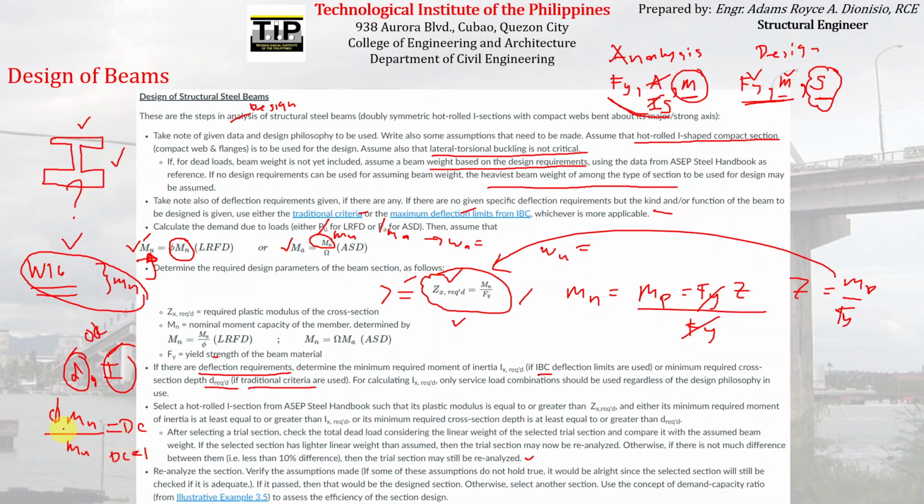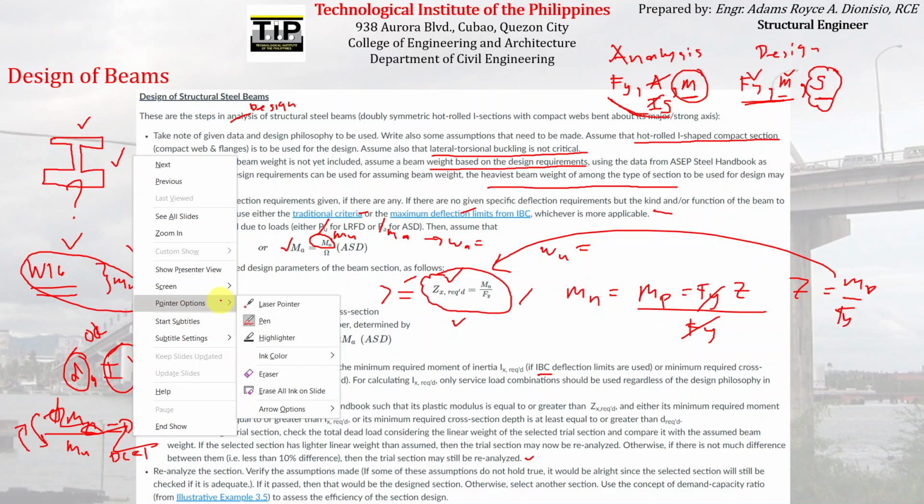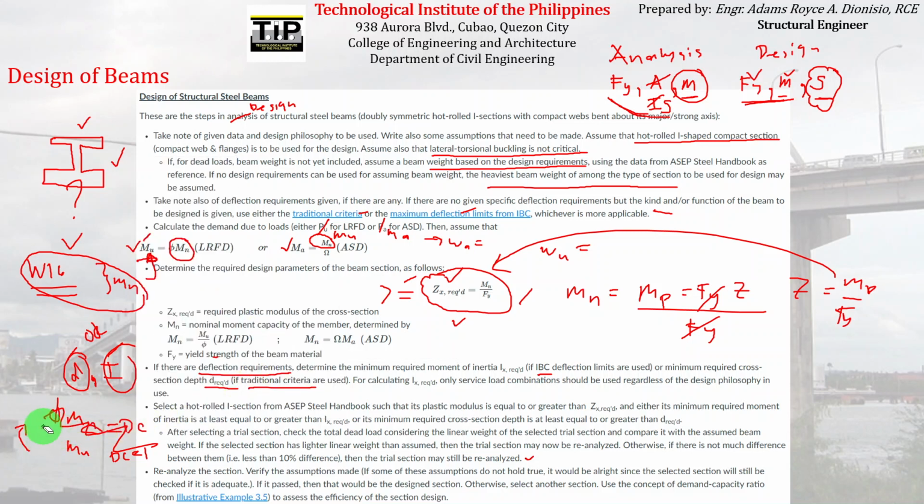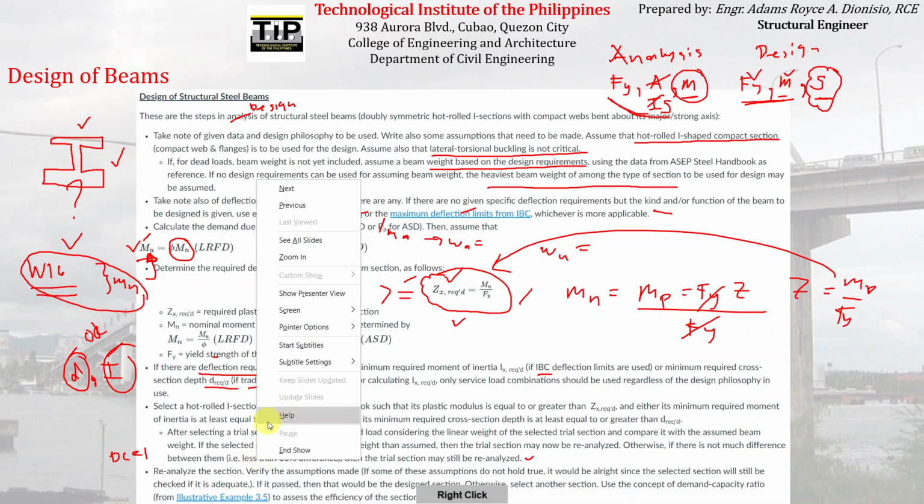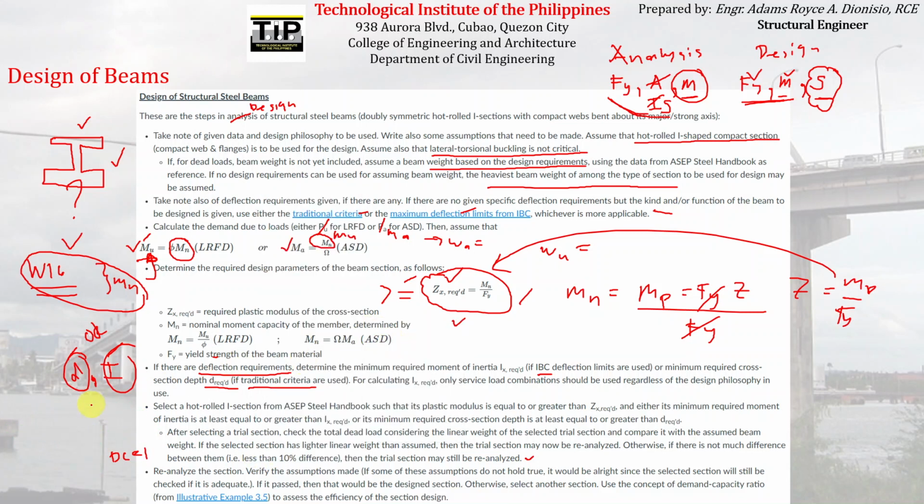I'm sorry, this must be interchanged. It should be the other way around, the way I wrote it. It should be Mu over phi Mn. That is the demand capacity ratio. So the demand should be on top and the capacity on the bottom.